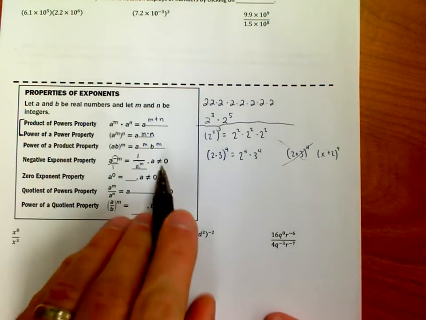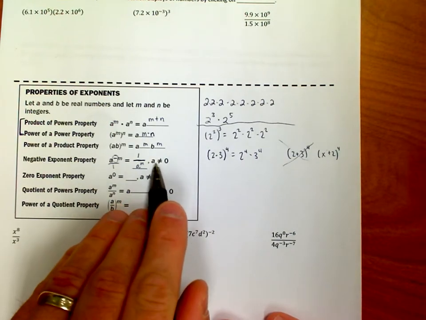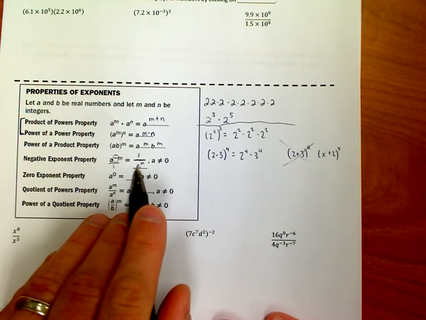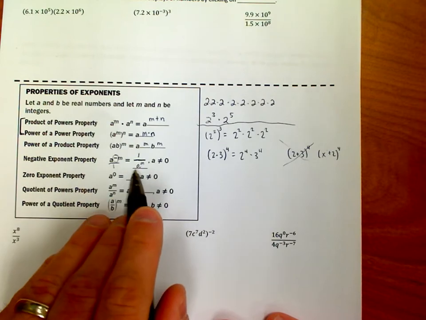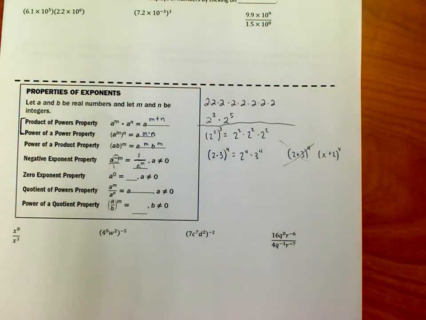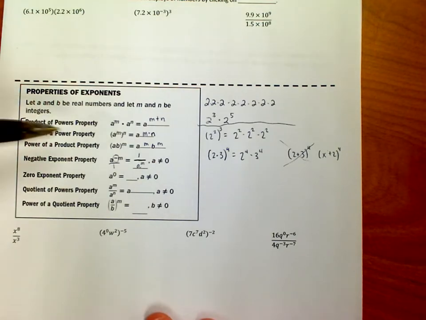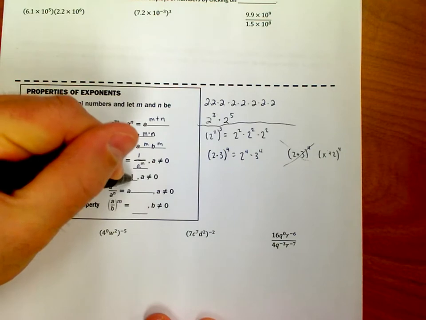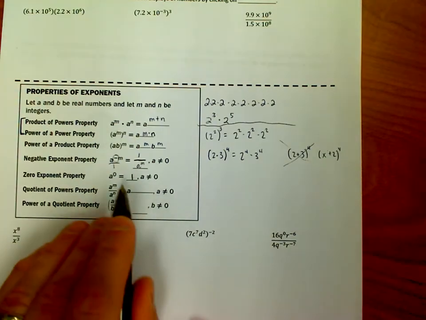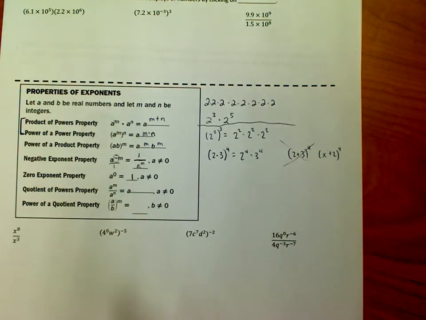Okay? They have this little thing off to the side because they're saying A can't be 0. In other words, if I'm going to put it on the bottom of a fraction, I can't divide by zero. So that would be an issue I'd want to watch out for. But we usually don't run into that in our type of problems. The next one you probably already know, anything raised to the zero power is one, as long as that number is not zero, because zero raised to a power would be zero.